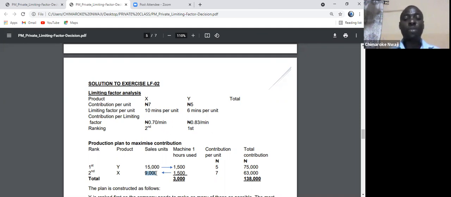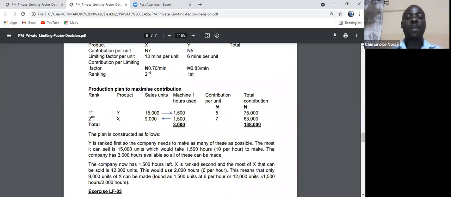And what will be the total contribution? 9,000 multiplied by 7 naira. So that will give you 63,000 naira. So you can see how we got our total contribution. And when we add the 2 of them, it gives you 138,000 naira as a total contribution.